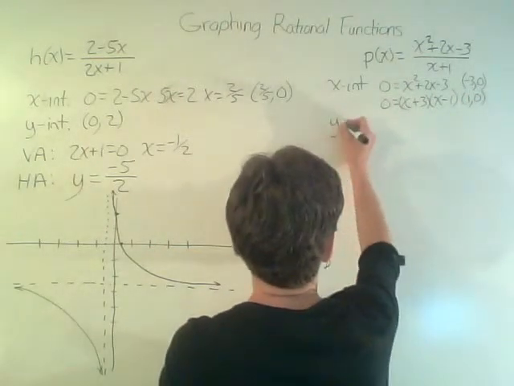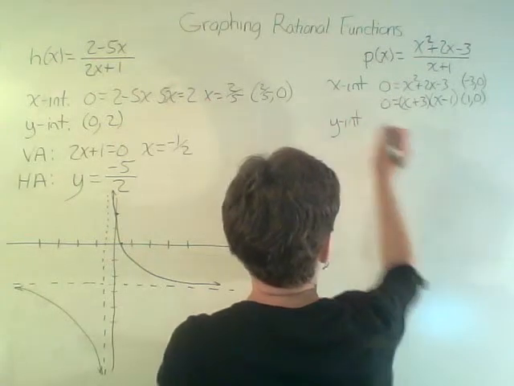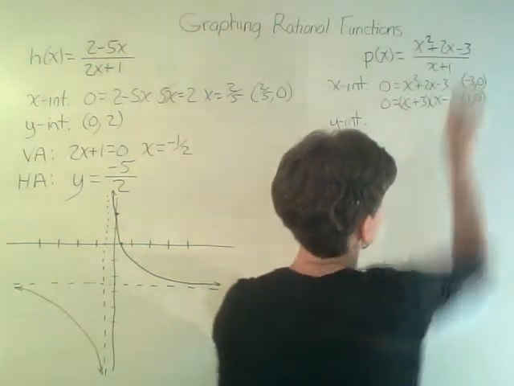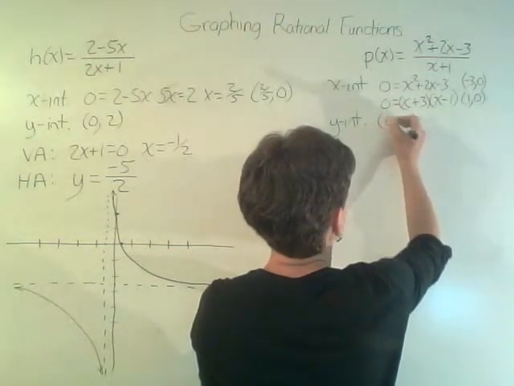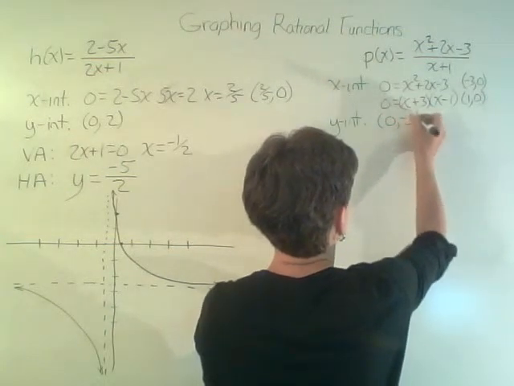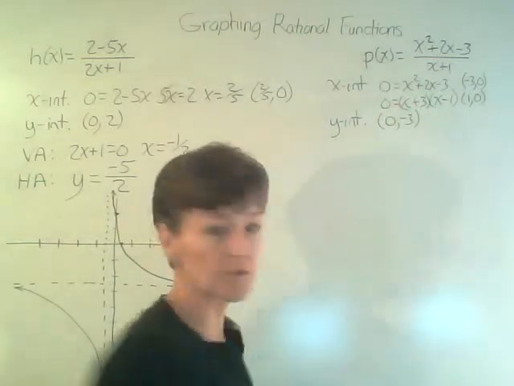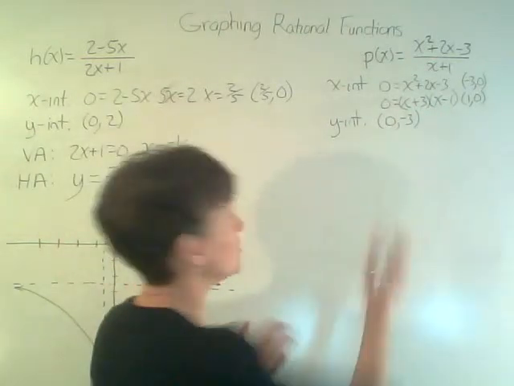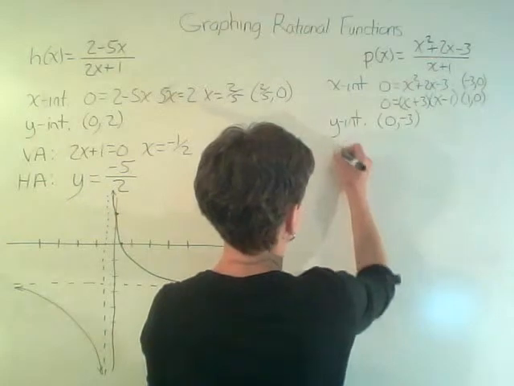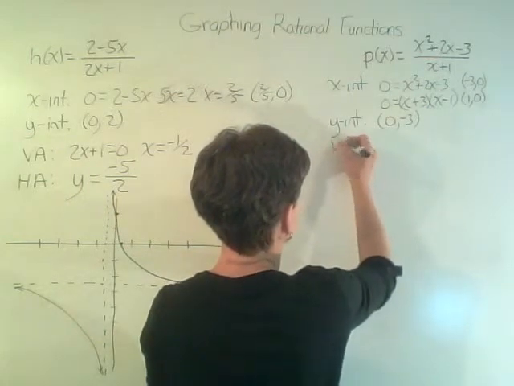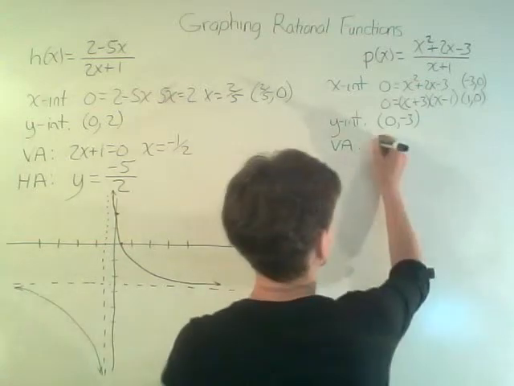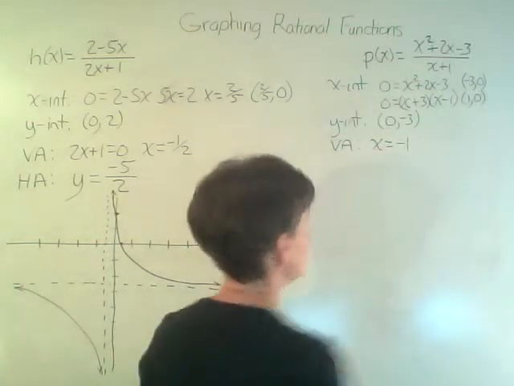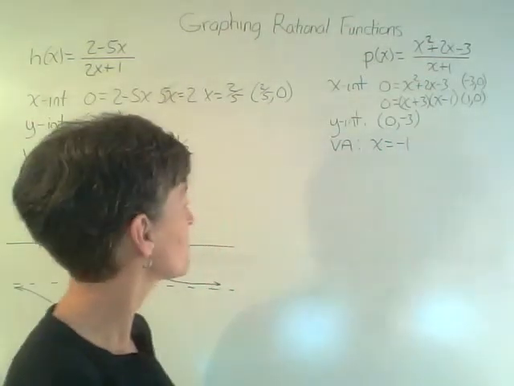My y-intercept, I'm going to let x equal 0. If x equals 0, then my y-intercept is negative 3. Now, the denominator is x plus 1, and that's where we get the vertical asymptote. So the denominator will be 0 when x equals negative 1, therefore x equals negative 1 is a vertical asymptote.